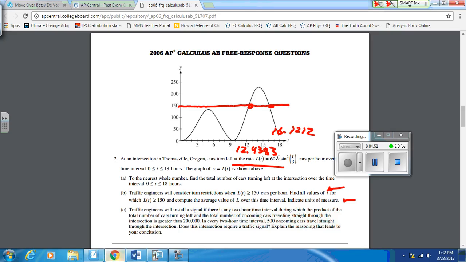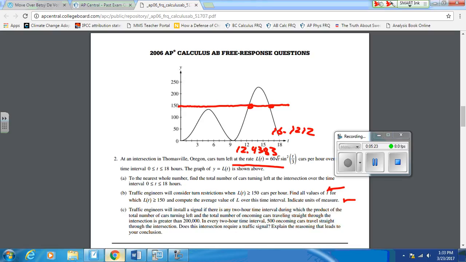Now in part C. Part C was, traffic engineers will install a signal if there is any 2-hour time interval during which the product of the total number of cars turning left and the total number of oncoming cars traveling straight through the intersection is greater than 200,000. In every 2-hour time interval, 500 oncoming cars travel straight through the intersection. Does this intersection require a traffic signal? Explain the reasoning that leads to your conclusion.